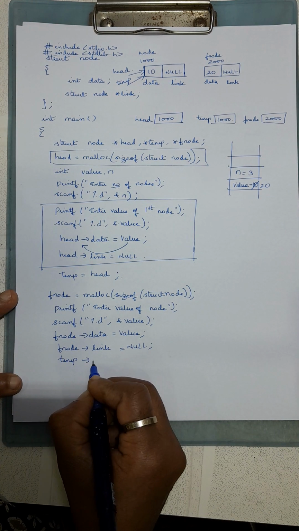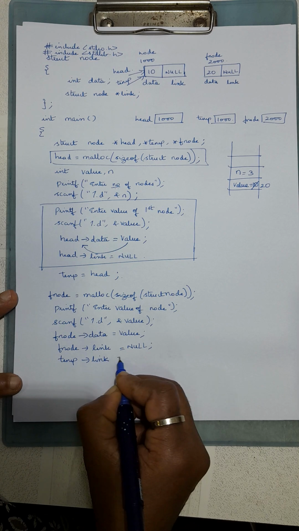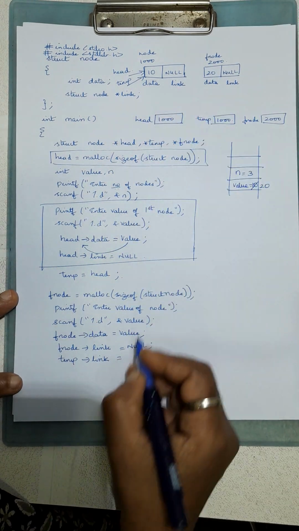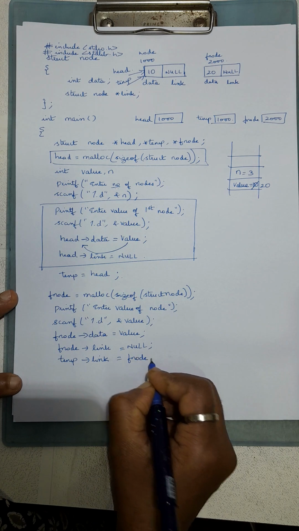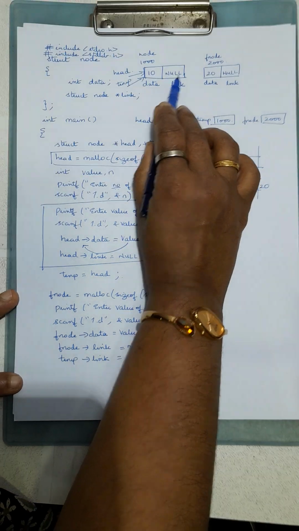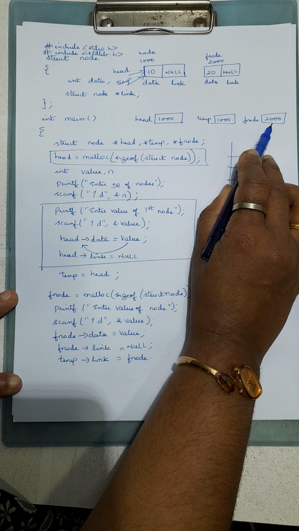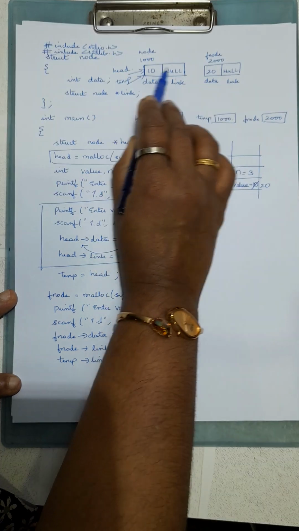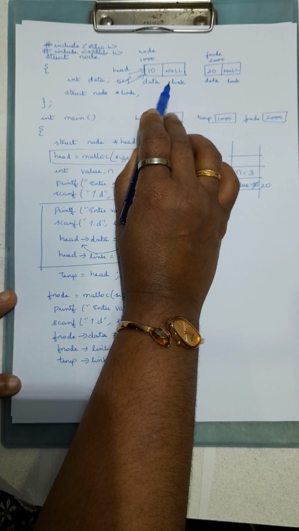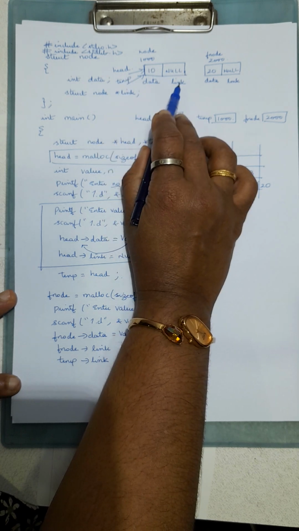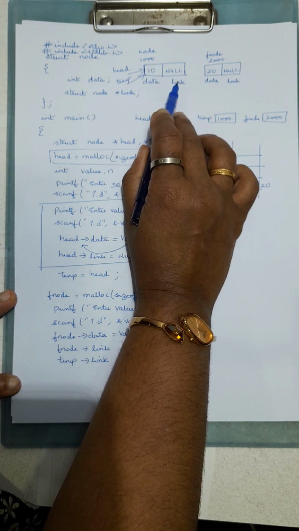Temp pointing to link is equal to F node. What is F node value? 2000. Okay, so temp pointing to link, initially it was null, right? Temp pointing null, head pointing to null, link is null. Temp pointing to link is also null.